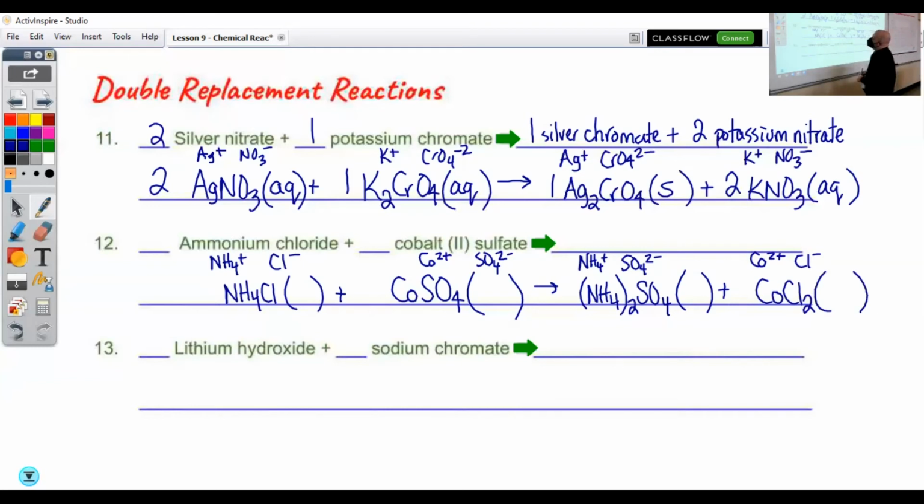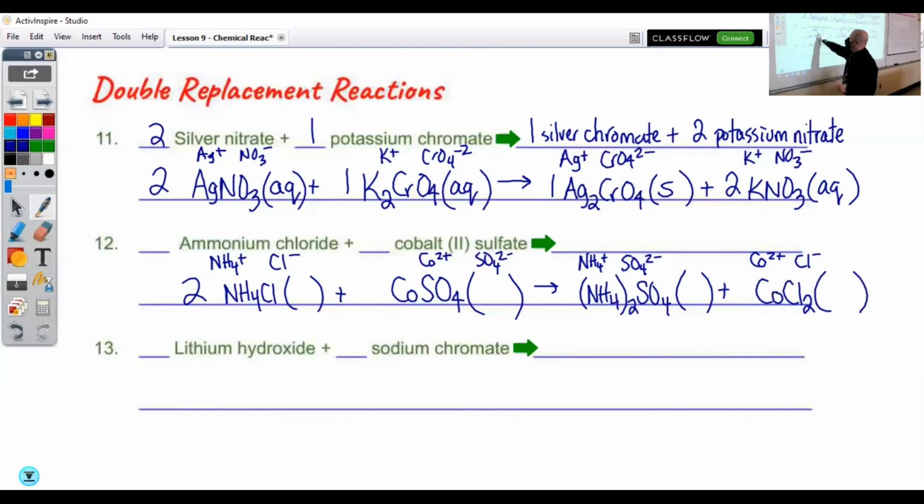Let's balance this equation. So we have 1 ammonium, NH4. We have 2 ammoniums. So we need to go ahead and put a 2 in front of ammonium chloride. Now we have 2 chlorines. Over here we have 2 chlorines. That's good. We have 1 cobalt. We have 1 cobalt. We have 1 sulfate, SO4. We have 1 sulfate over here, SO4. Perfect.